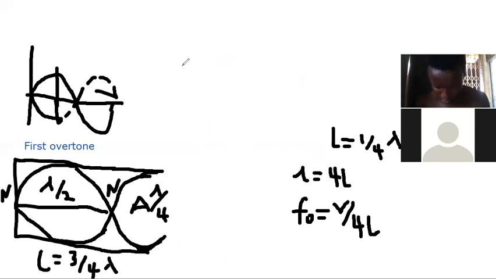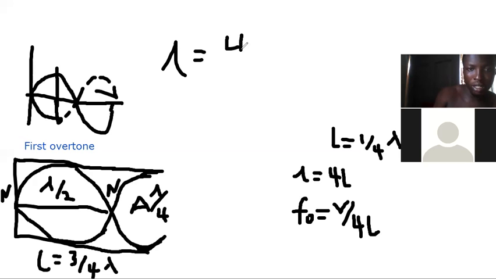So that will be the first overtone. You are going to get something like that. Now, if you want to make this the subject, you are going to get lambda is equal to 4L all over 3. So that will be the wavelength, 4L all over 3.